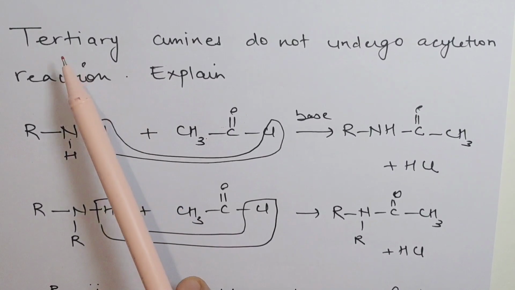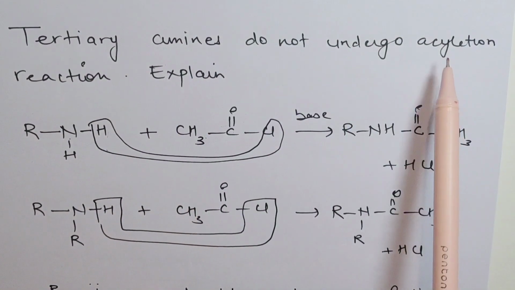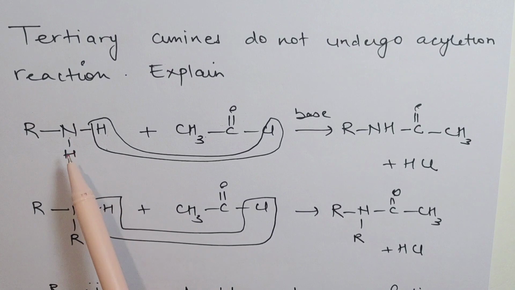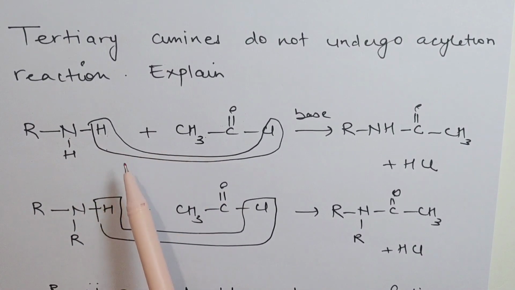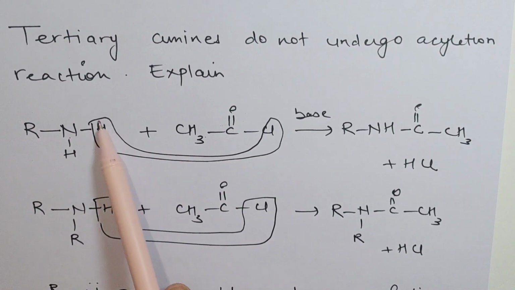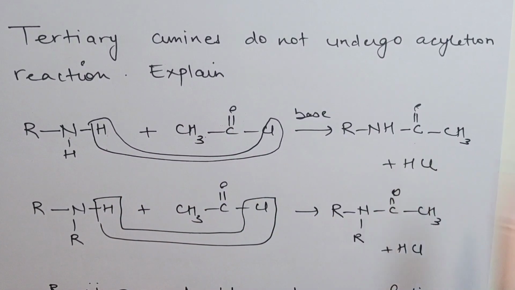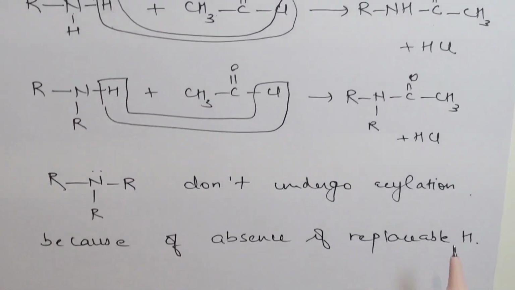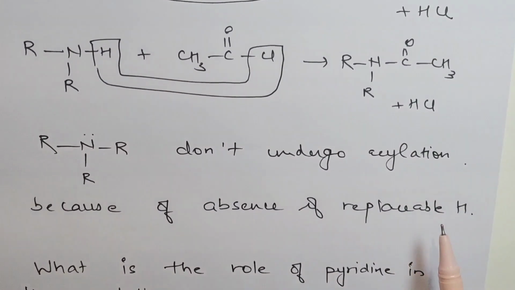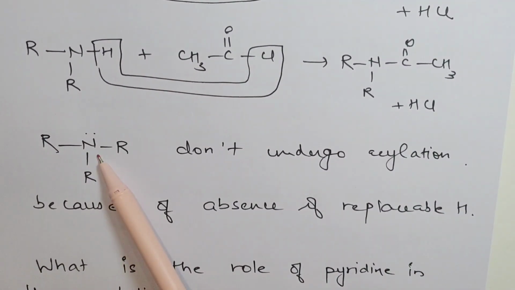Next question. Tertiary amines do not undergo acylation reaction. Why? So this acylation reaction of amines can be considered as replacement of hydrogen with an acyl group to give an amide, right? Now tertiary amines do not undergo this acylation reaction because tertiary amines do not have a replaceable hydrogen.